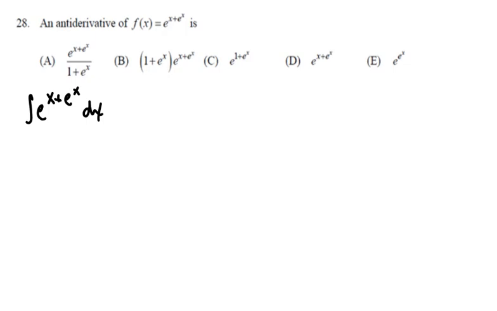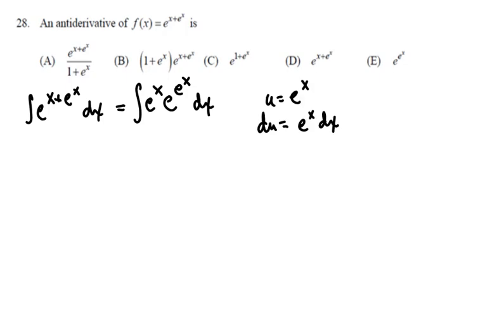When you multiply two numbers with the same base, you add their exponents. So when you see two exponents added together, you can always go in reverse. And so that gives you e to the x times e to the x. And in this case then we have a u of e to the x, and du is equal to e to the x dx. And we can see that in the integrand.